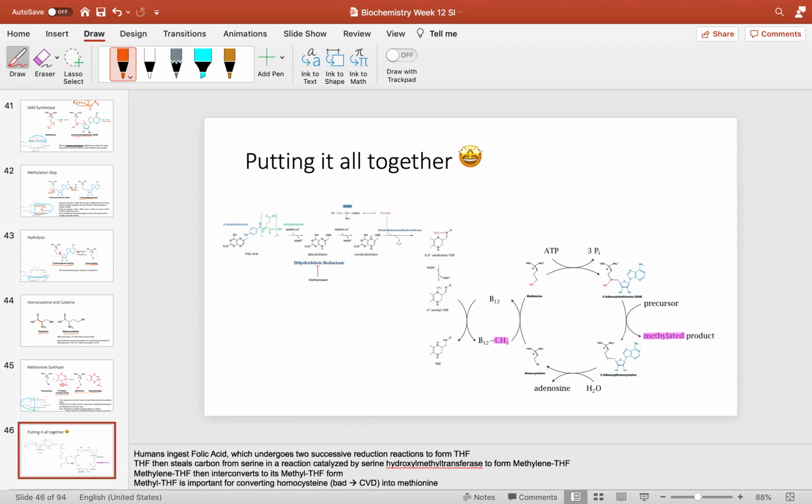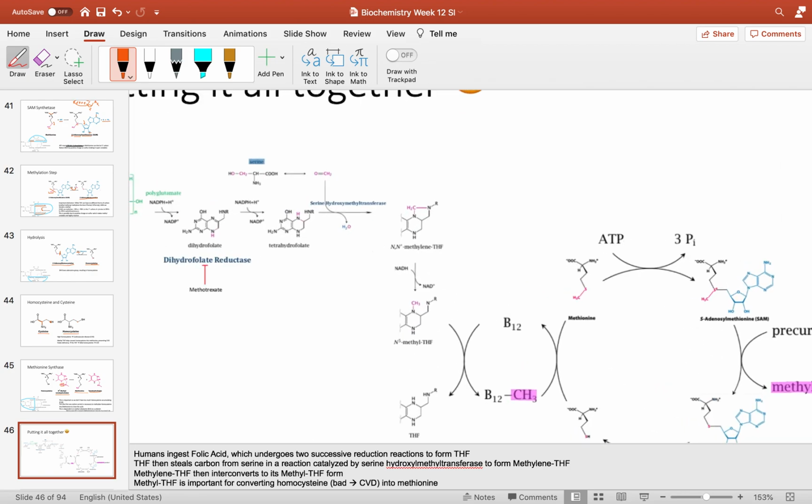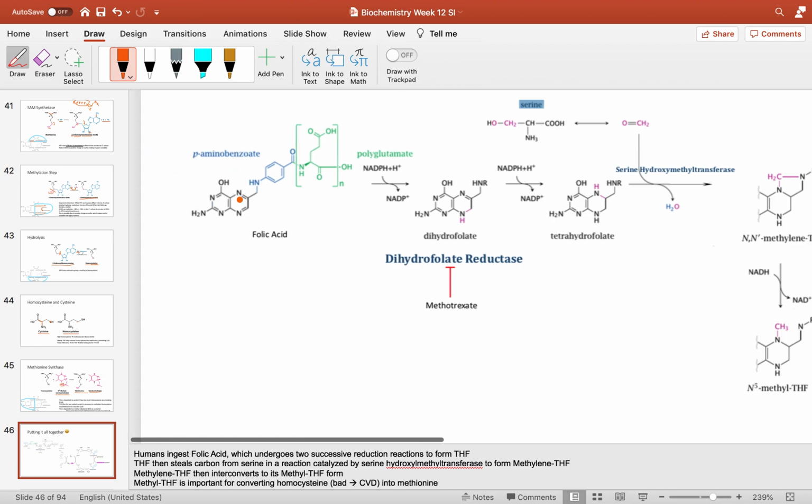Alright, so that was a lot of material we just covered, so let's put it all together. So let's start from the top left and work our way. So remember, our humans can ingest folic acid. So it's pretty easy from this step onwards. We need to do 2 successive reductions via NADPH, and this will turn our folic acid into tetrahydrofolate. And this is catalyzed by the enzyme Dihydrofolate Reductase, which is found in both bacteria and humans. This enzyme can be inhibited by methotrexate.